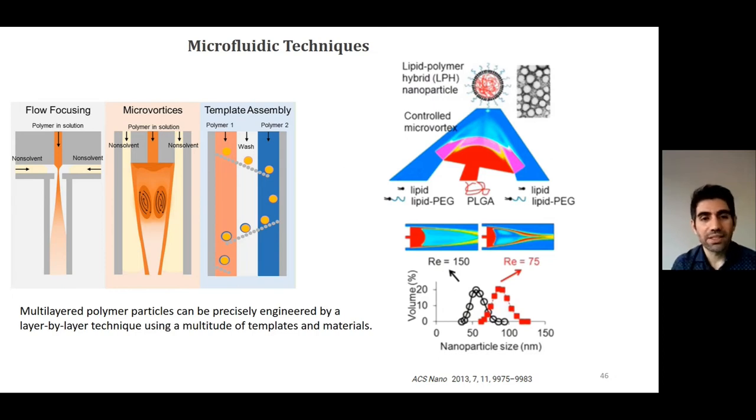In template assembly, by using this method, we can produce layer by layer nanoparticles. If you remember, we said that inside the bloodstream, there are different types of materials. Their binding affinity is different, and their interaction with the surface of the nanoparticles will be different, and this will affect the efficiency of the nanoparticle. Here, template assembly gives us the opportunity to produce layer by layer nanoparticles. I mean, one layer from one polymer, one layer from another, and so on.